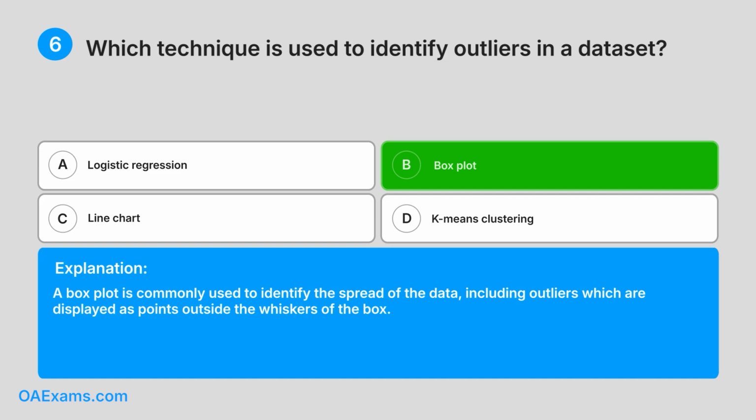Explanation. A box plot is commonly used to identify the spread of the data, including outliers, which are displayed as points outside the whiskers of the box.